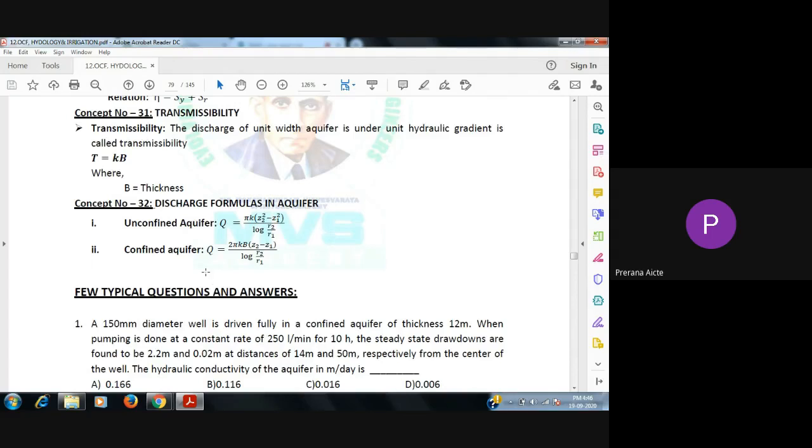In case of a confined aquifer, please write down these formulas, which are very, very important. Confined aquifer: Q equals 2 pi K into B into (Z2 minus Z1) by log R2 by R1. It is a natural log to the base e actually, so you may convert it by 2.303 to log base 10. That is the difference between the natural log and log base 10.